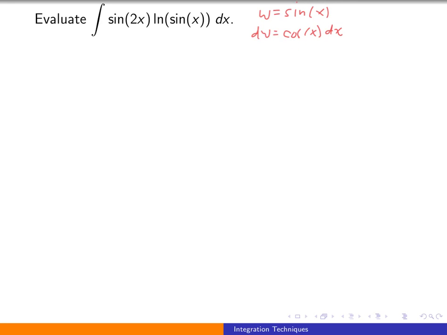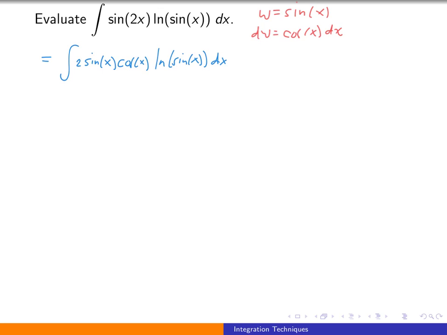And here the obvious thing to do is to recall the double angle formula for sine. We can rewrite sine of 2x as 2 sine x cosine x times the natural log of sine x, which is there. And now we're good to go.